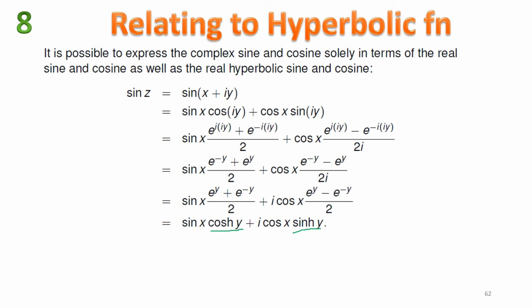So sine of z we have expressed using trigonometric and hyperbolic functions as sine of x cosh of y plus i times cos of x sinh of y. Similarly, we can express cos of z as cos of x cosh of y minus i times sine of x sinh of y.